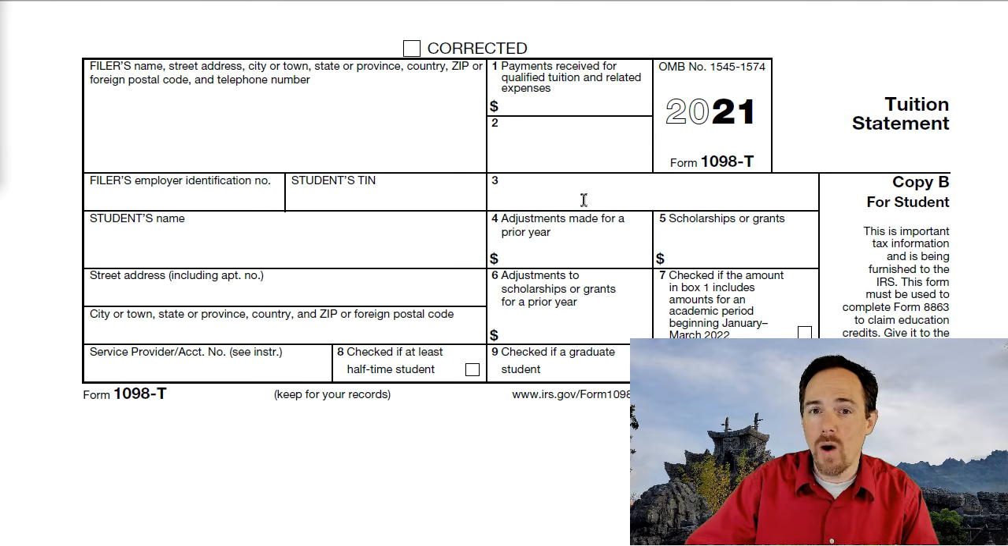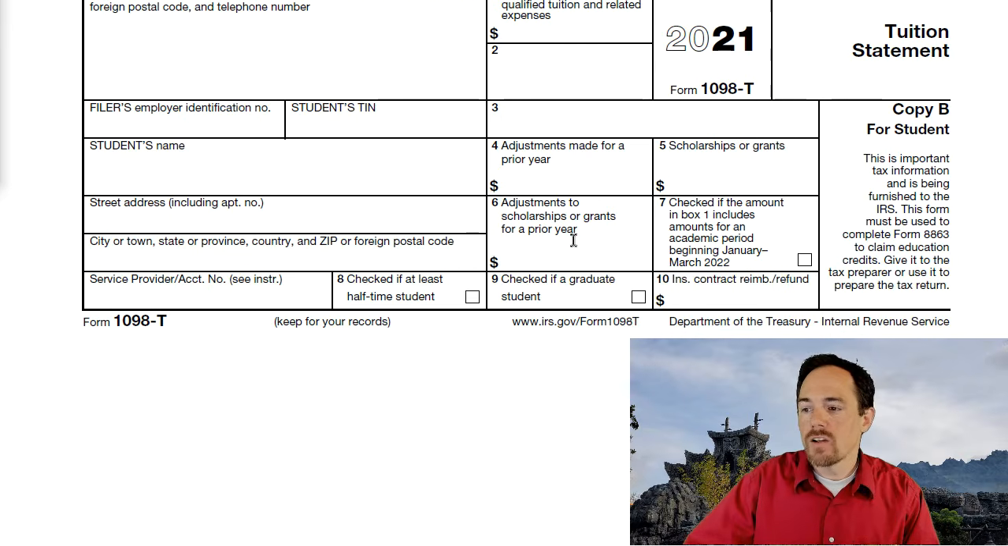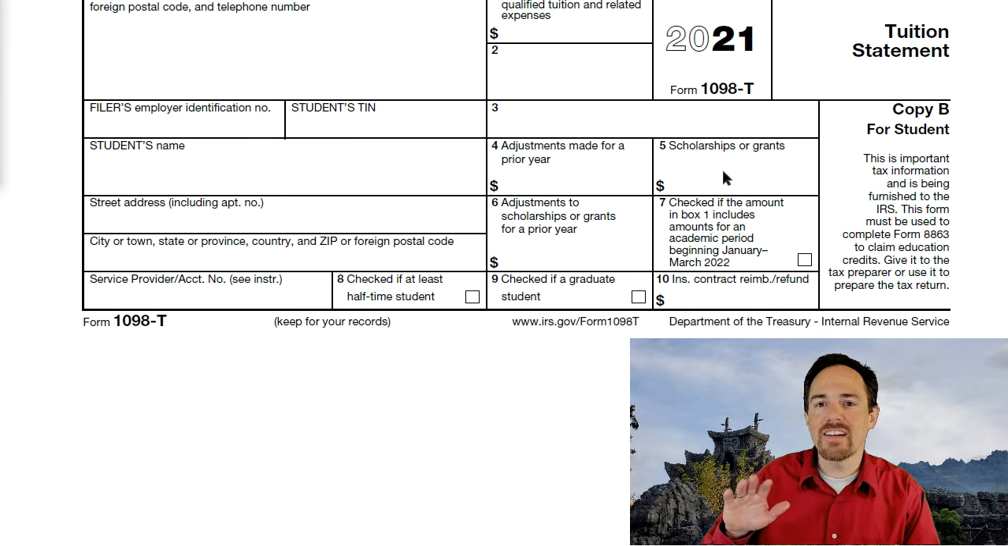Those are not required. Those are non-qualified expenses. Down lower on the Form 1098-T, there's a box for scholarships and grants that you received in the year. This is important because the scholarships and grants are treated in a special way for tax purposes. I'm going to get into that in just a second.